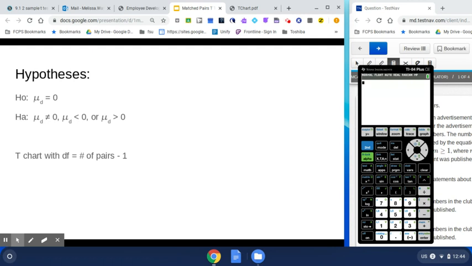We're going to be using the t-chart for this type of test, and the degrees of freedom is going to be equal to the number of pairs that we have minus 1.